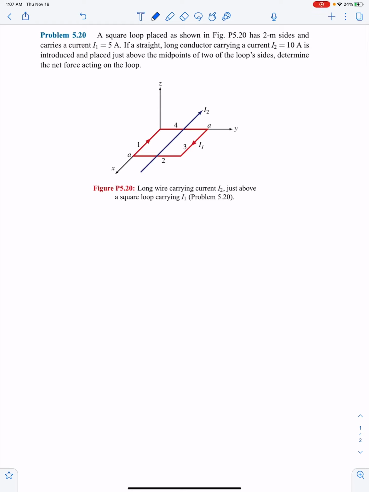Hello. Today I'll be going through problem 5.20 from the Ulaby textbook. This question is basically asking, if you have a square loop with a current I1 running through it, and then you introduce on the same plane a long conductor line with current I2, what is the force acting on the loop? This is basically the force acting on the loop due to the new conductor that was added.